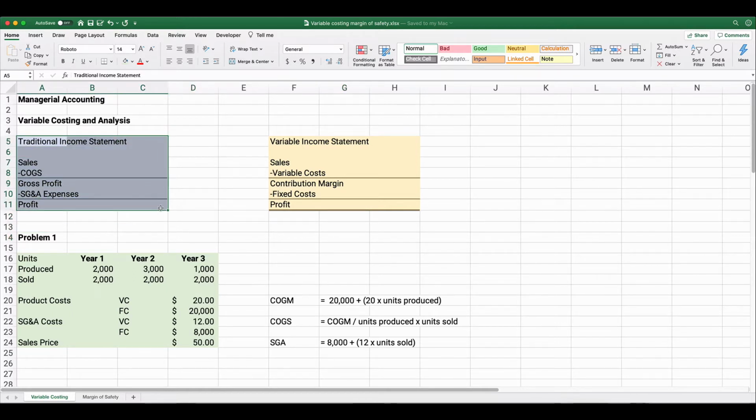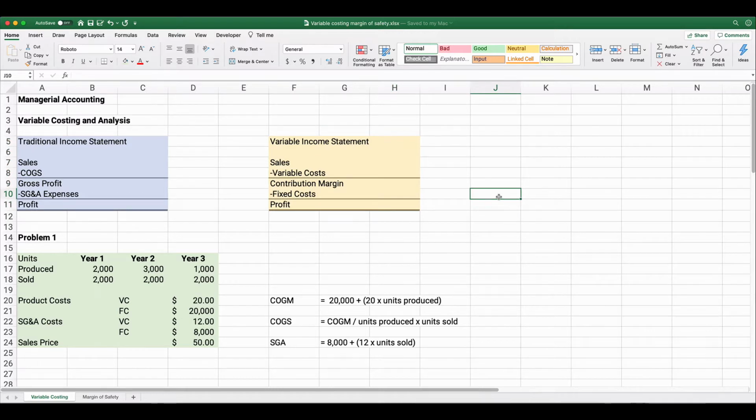Our traditional income statement is sales minus cost of goods sold, which gives us gross profit, minus SG&A, selling, general, and administrative expenses, which gives us profit. Now there's no tax here, so this would be net income, net profit, net earnings, however you want to say it. Now for internal use, this variable income statement is better for decision making.